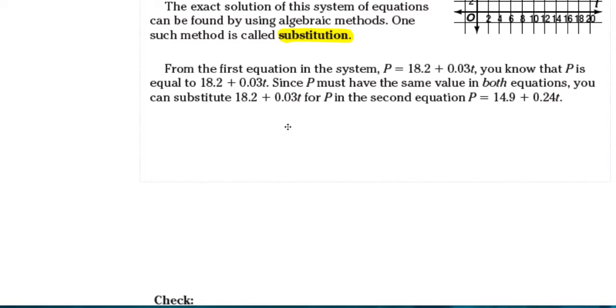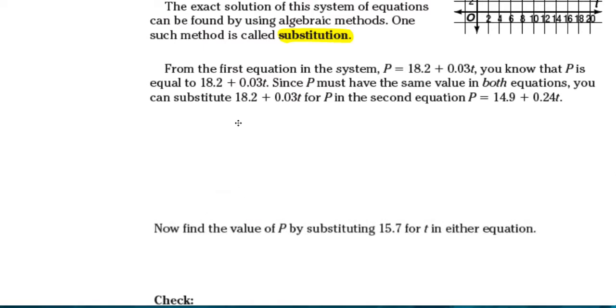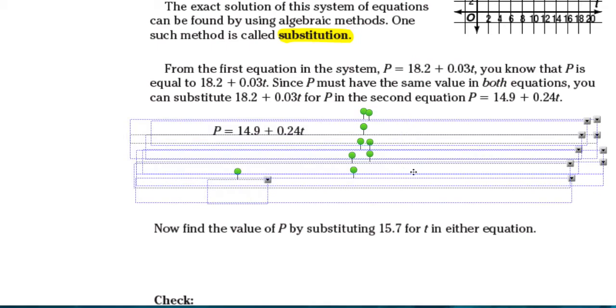So if we do that, this is what's going to come out. We go back to our equation, P equals 14.9 plus 0.24T. We are going to substitute the value of P, like what we talked about.